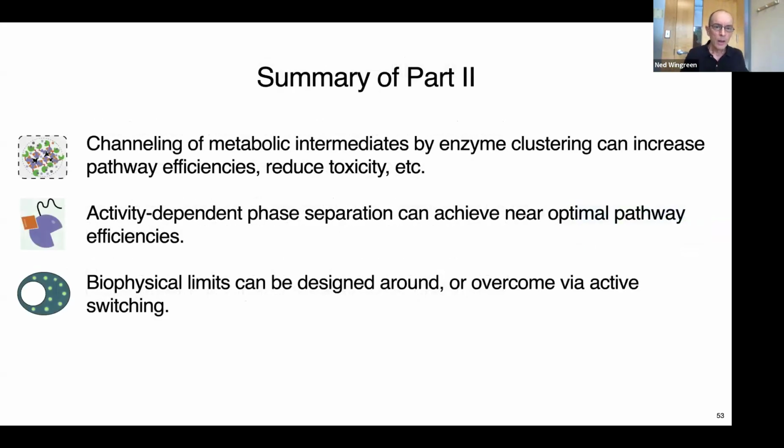Okay, summary. Channeling of metabolic intermediates by enzyme clustering can increase pathway efficiencies, reduce toxicity, et cetera. Lots of good things. We've argued that activity-dependent or substrate-dependent phase separation can achieve nearly optimal pathway efficiencies. And the biophysical limits essentially set by detailed balance can be designed around or overcome by active switching.